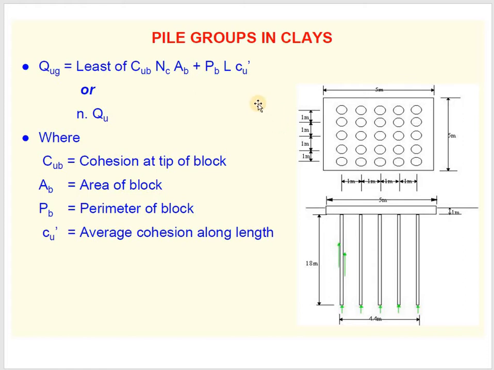Already we have discussed problems in clay soil, but the only slight change here is the area. That means instead of taking the area of that single pile, you take the area and perimeter of that block where the group of piles are arranged.